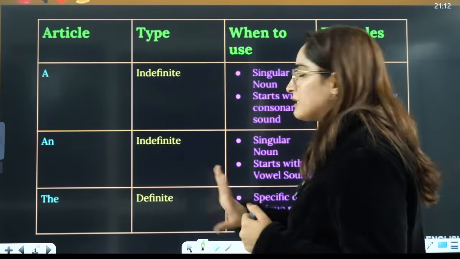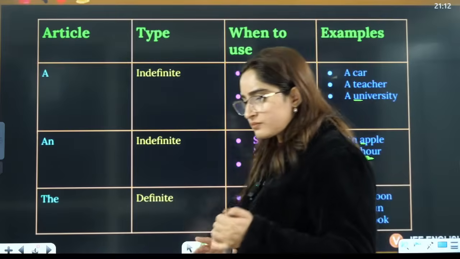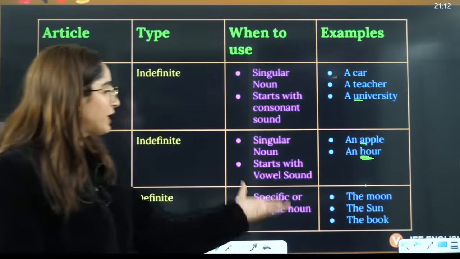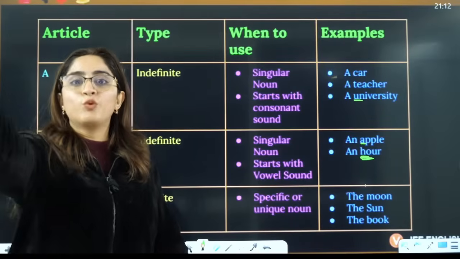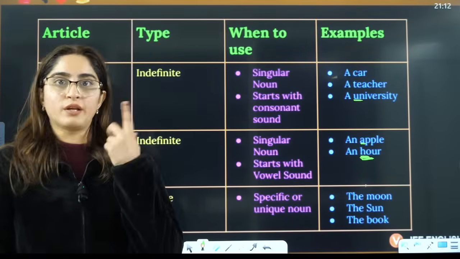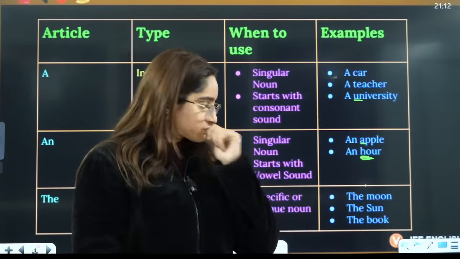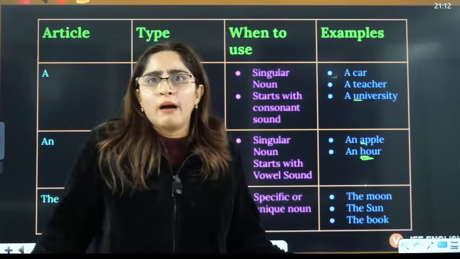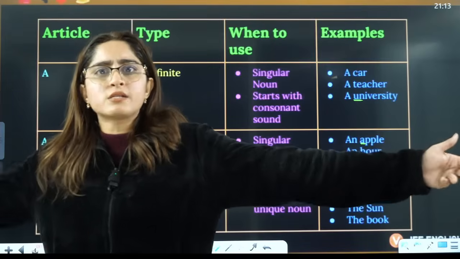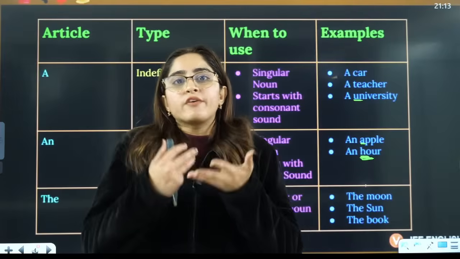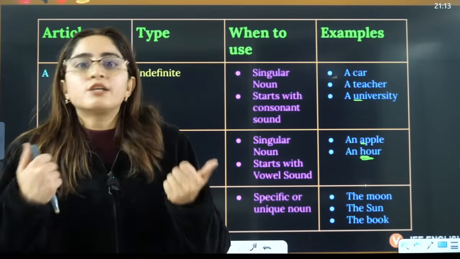So what about the? This the is definitely called a specific or unique noun. If I say the moon, which is unique, there is only one moon. The sun, only one sun. Ma'am, but why the book? Ma'am, there are so many books in this universe. Why are you saying this book is the book? Why have we given so much importance to this book here?